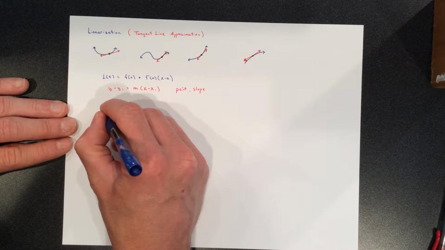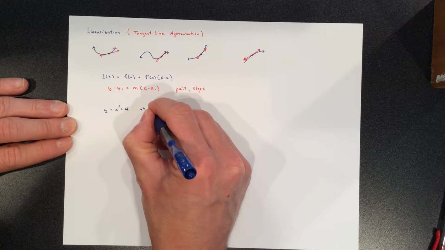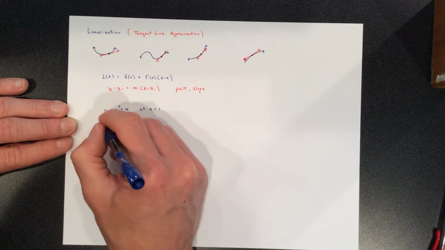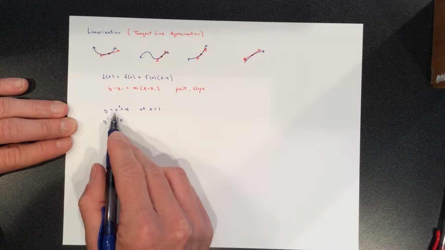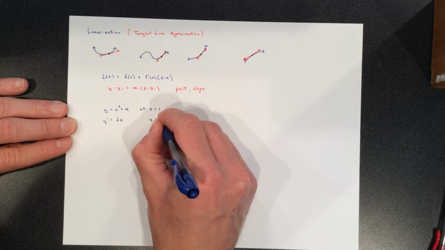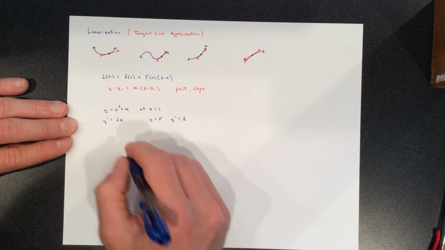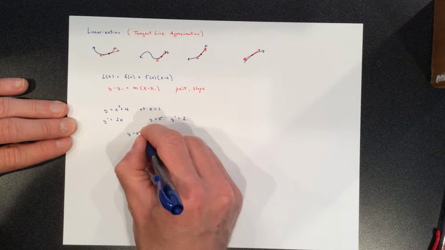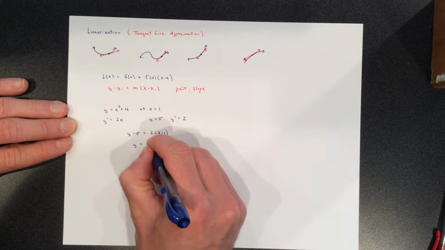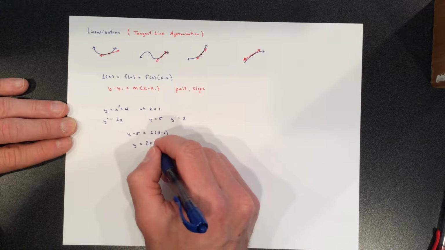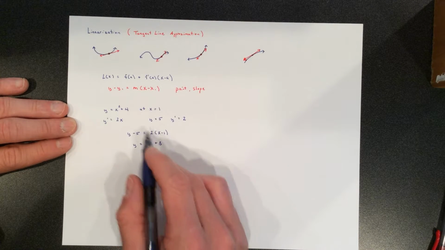So let's start out with y equals x squared plus 4, and let's find the tangent line at x equals 1. We need to find y prime, which is 2x. We can identify the y value at 1, which is 5. The slope, y prime at 1, is 2. And then we can use point slope: y minus the y value equals the slope times x minus x1. We can solve, and we get 2x minus 2 plus 5, which gives us 2x plus 3. This is the tangent line. This is the linearization of this quadratic.